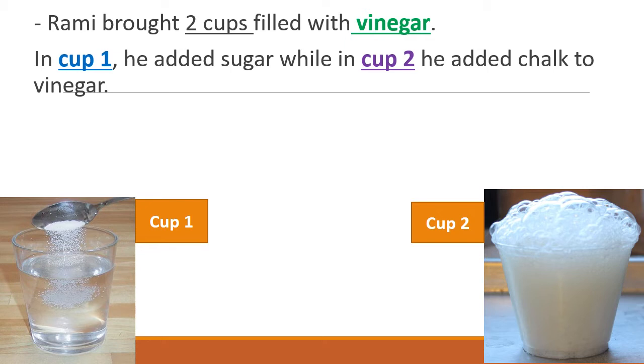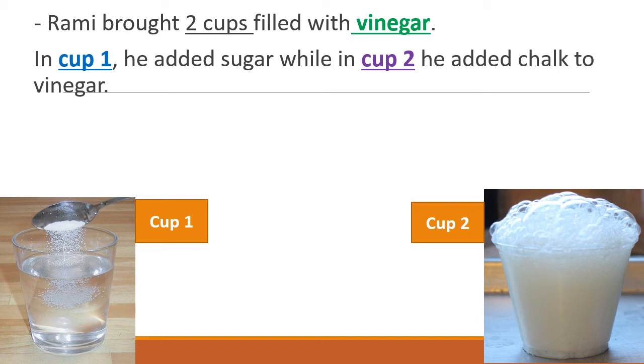So no chemical reaction. Are there any signs of a chemical reaction? No. Was there formation of bubbles? No. Formation of precipitate? No. Change in color? No. So there is no chemical reaction in cup 1.